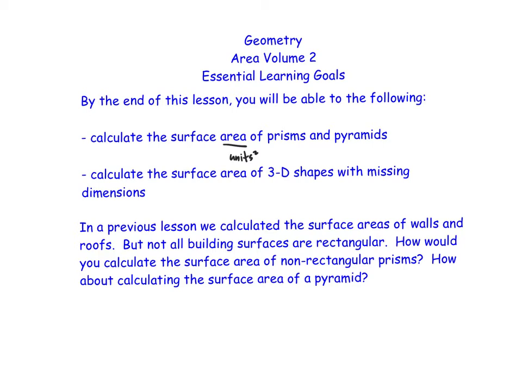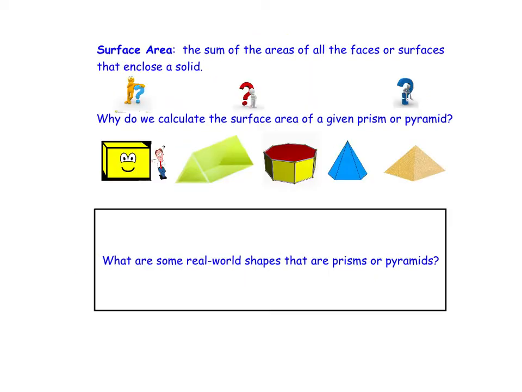Okay, so in the previous lesson, we calculated surface areas of walls and of ceilings or roofs, that sort of thing. But not all building surfaces are rectangular. So we could calculate the surface area of a non-rectangular prism using a formula that we're going to develop here in the next couple of slides, as well as for a pyramid. So let's get into it.